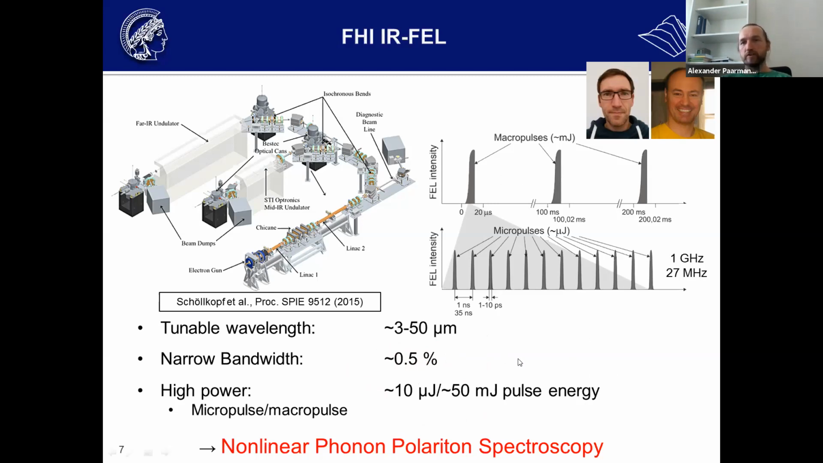The pulse structure is kind of funky. We have these 10 Hertz macro pulses that consist of micro pulses, and this is one of the reasons why we can't really do SNOM with this machine, because it's really not cool for SNOM. But that's one of the reasons why we go for nonlinear spectroscopy, because that works really well even with this pulse structure.